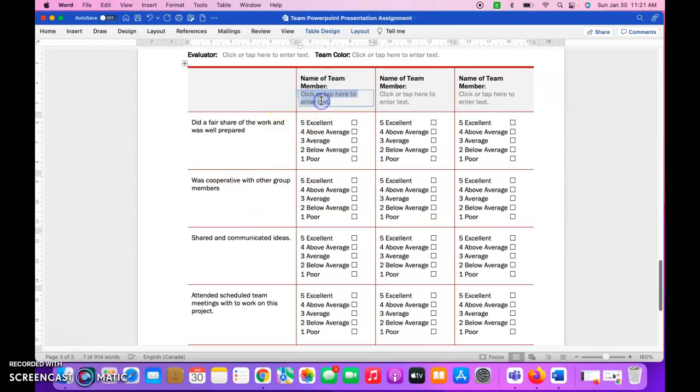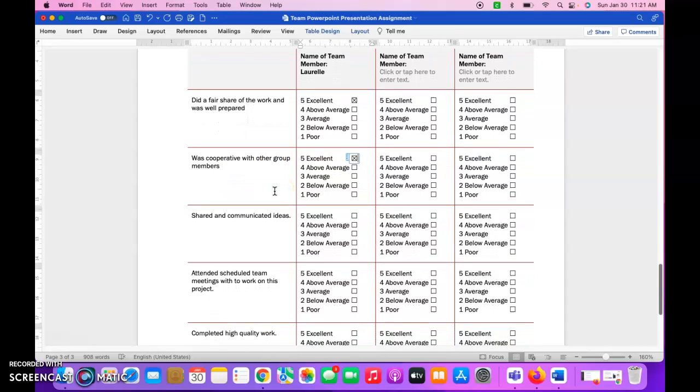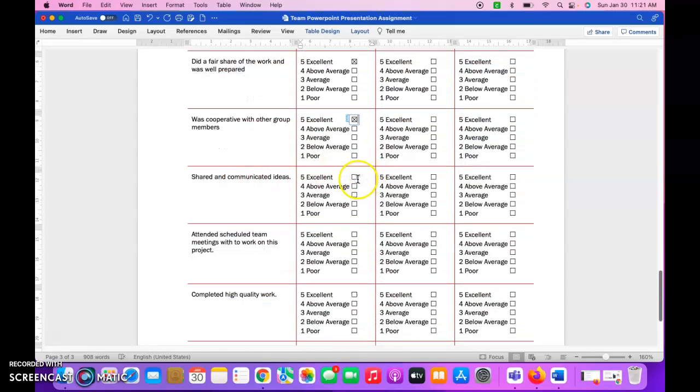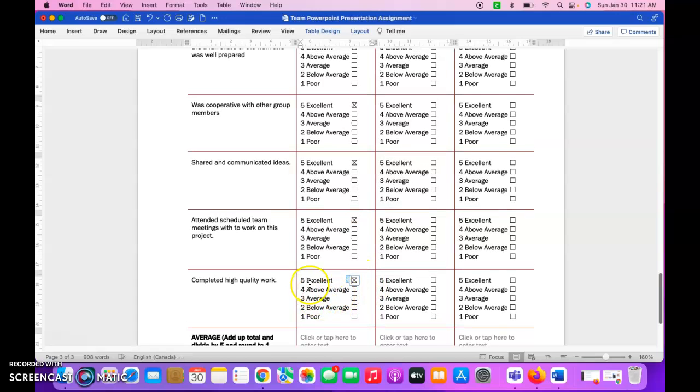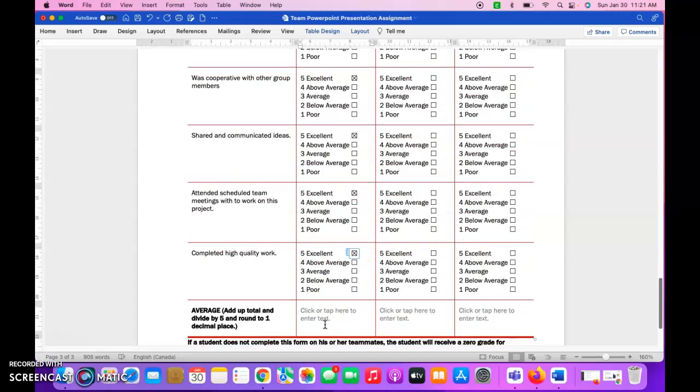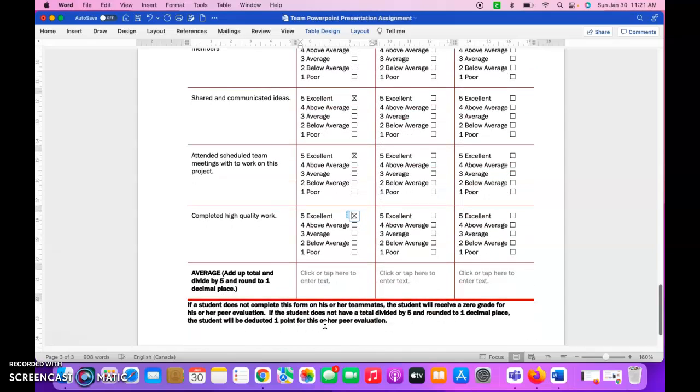So let's say I was grading myself here. I would put my name in. And hopefully I'm doing all the work I'm supposed to and being a good teammate. So I'm going to identify that I did excellent work here, that I was cooperative with other group members, shared and communicated ideas, attended scheduled team meetings to work on the project, and completed high quality of work. Okay, but you can rank your classmates based on their participation in the project.